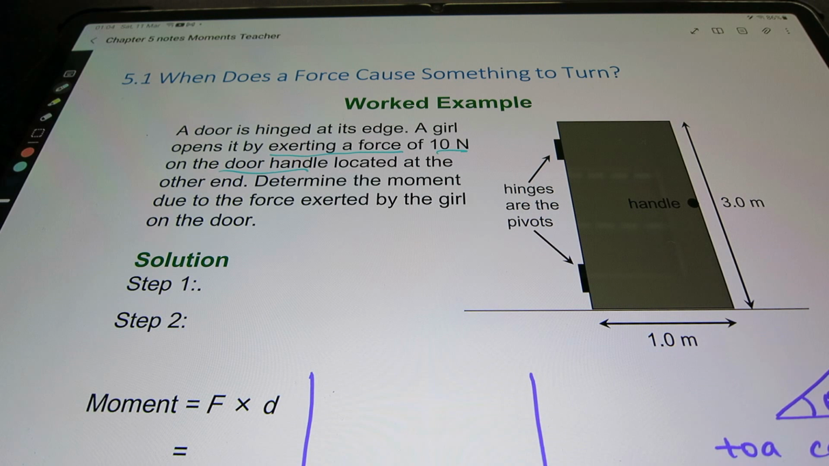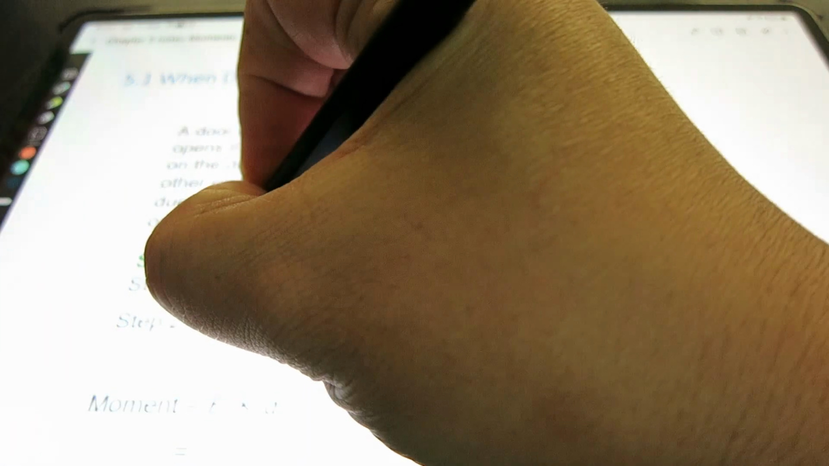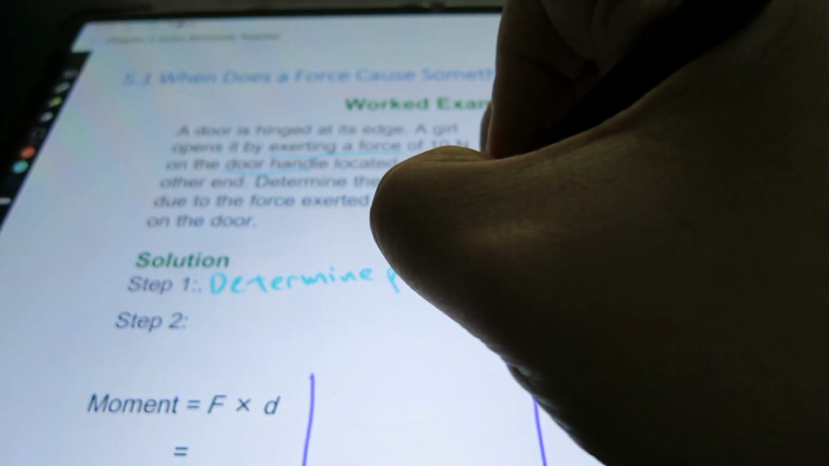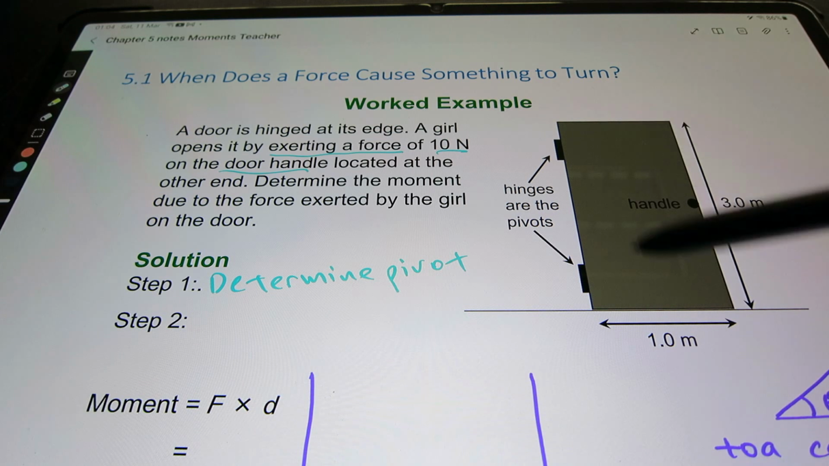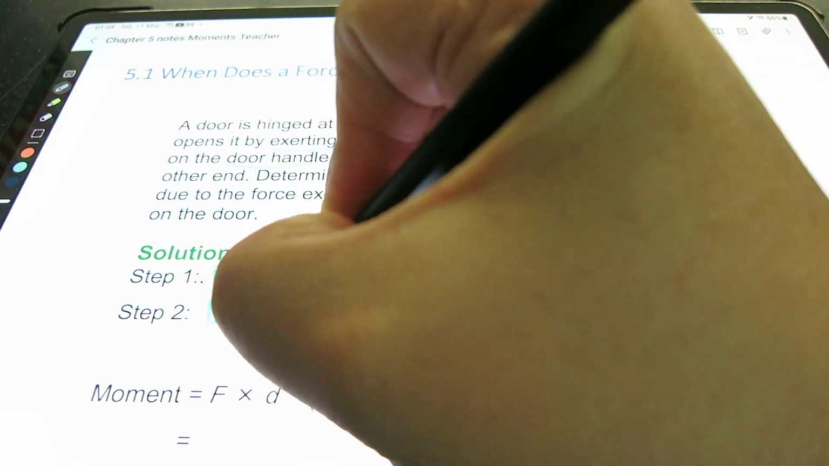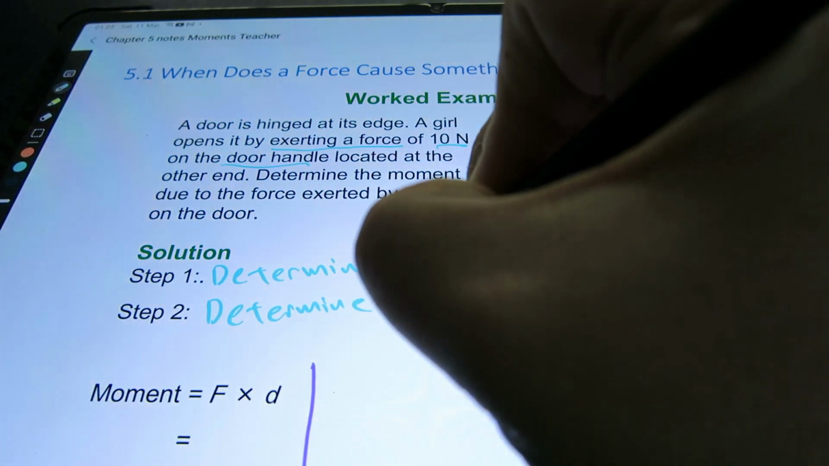So step 1, I need to find the pivot. Remember, step 1 is determine the pivot. So in this case, it is easy. The hinges are the points of the door that don't move. So I know that the hinges are the pivot. Step 2, I need to determine the perpendicular distance.